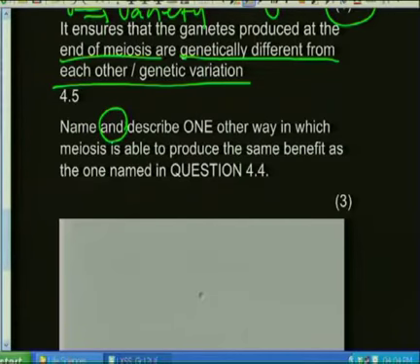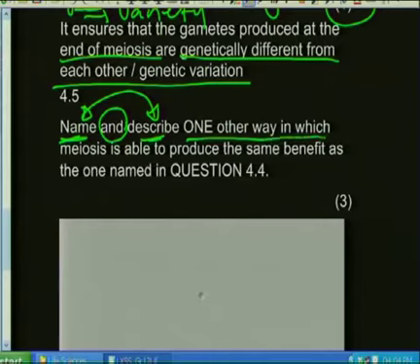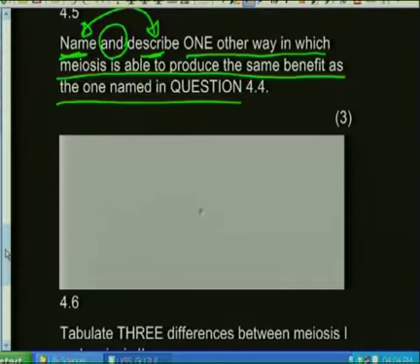Name and describe. Now what's this question? And guys, many of you get this wrong. Whenever there's an and between two verbs, in this case, you tend to leave out one or the other. So be very careful when that word and is there. There's 2 things you have to do. Name and describe one other way in which meiosis is able to produce the same benefit. Notice this question is very similar to the one we spoke about earlier. Now here, but you have to describe it as well.